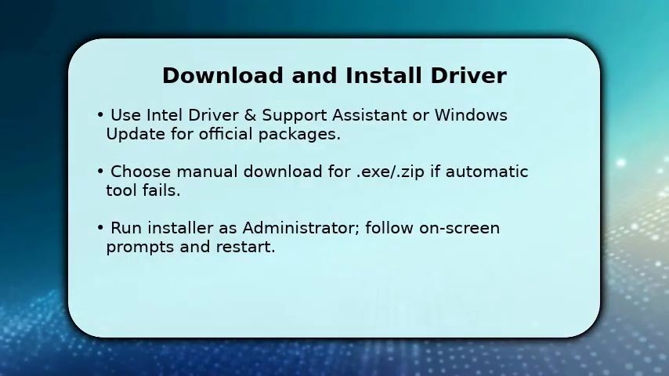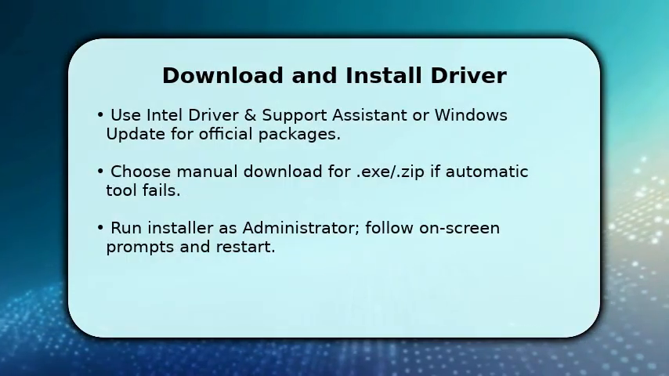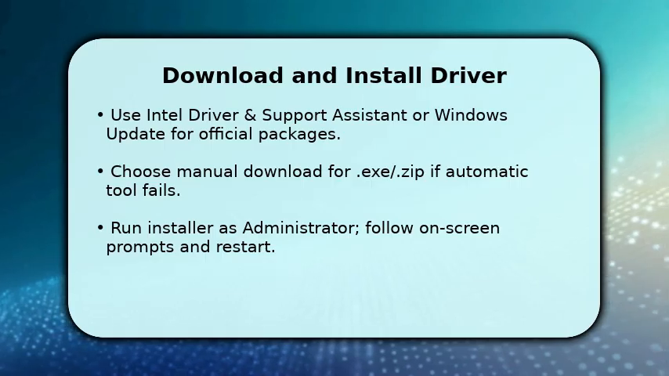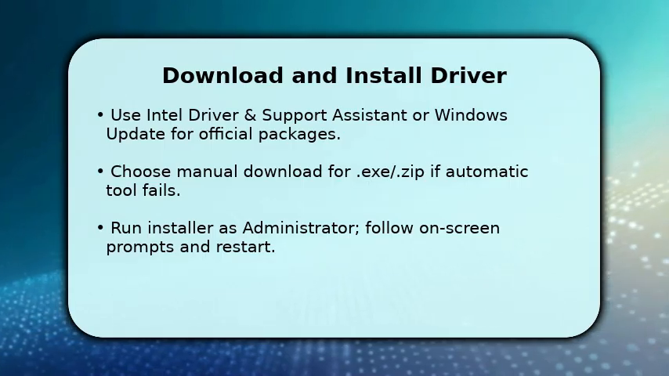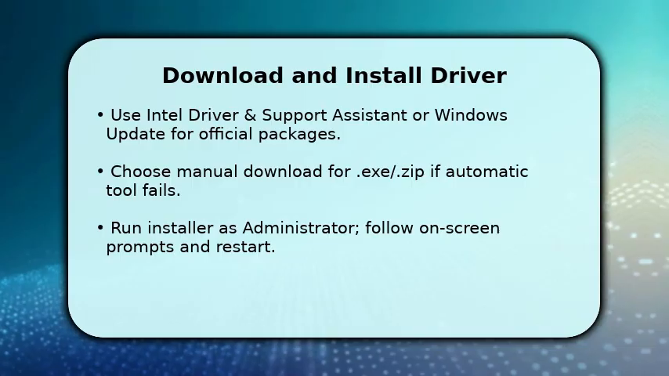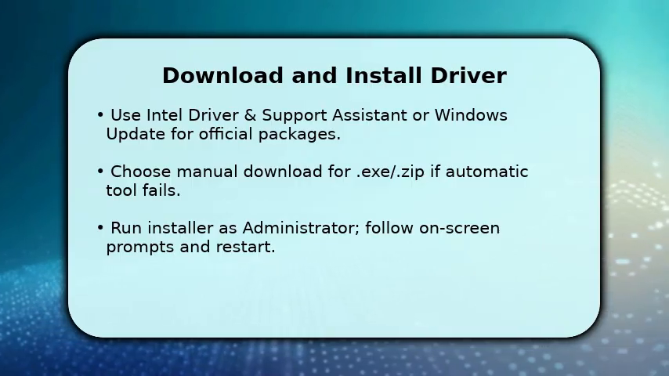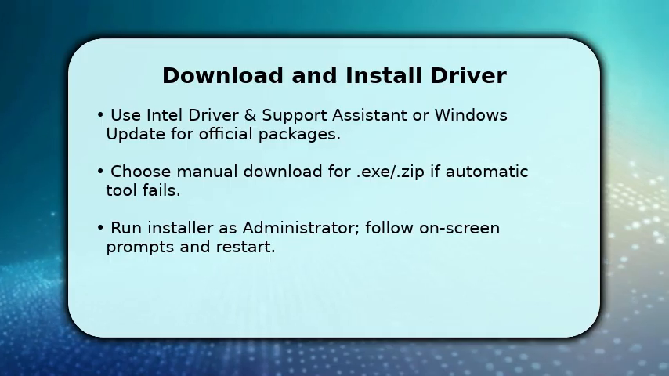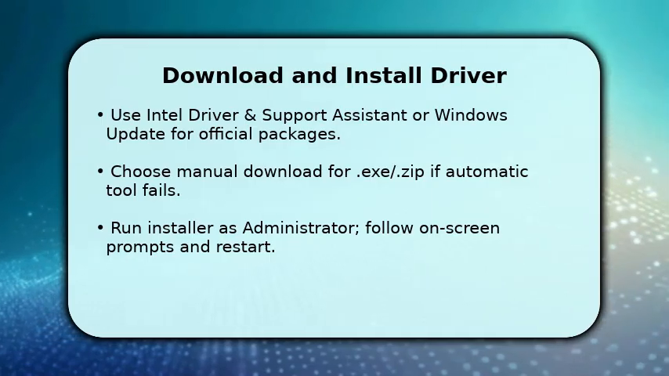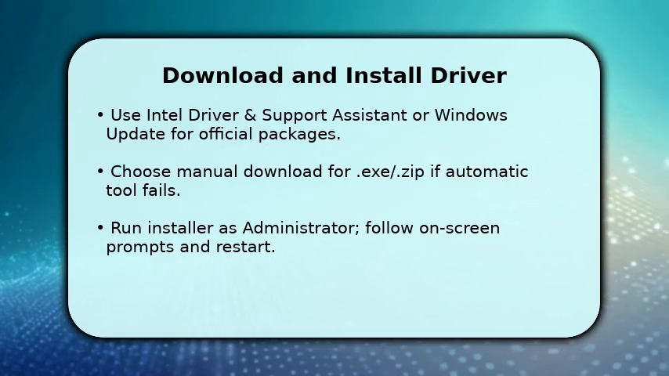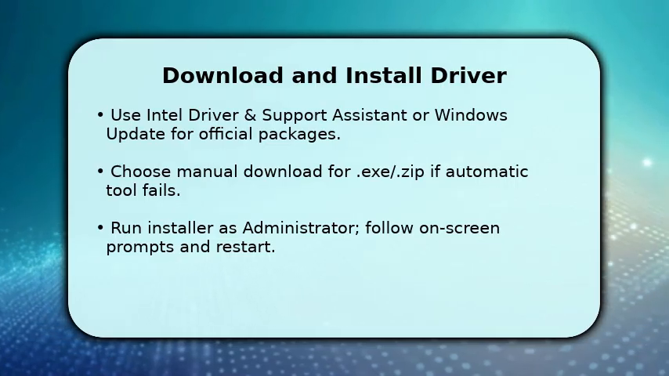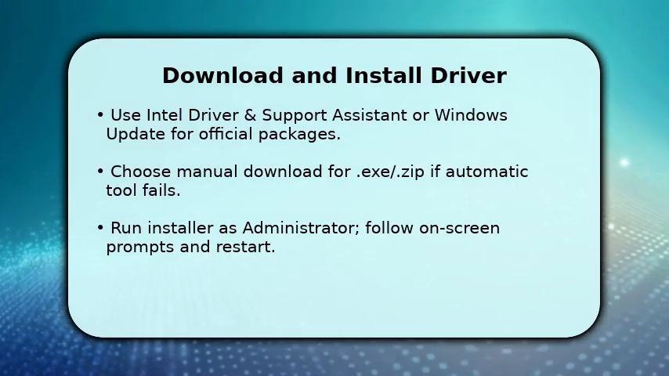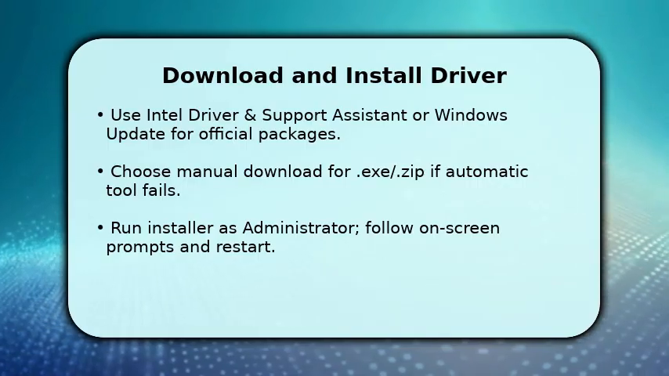You now download the driver. Try the Intel Driver and Support Assistant first because it auto-detects compatible packages. If that fails, download the correct Windows 10 package, manually matching your architecture and build, choosing the exe installer or extracting a zip. Once downloaded, run the installer as administrator to ensure permissions. Follow prompts to accept terms and install.